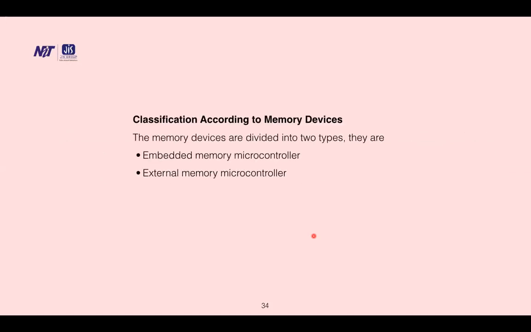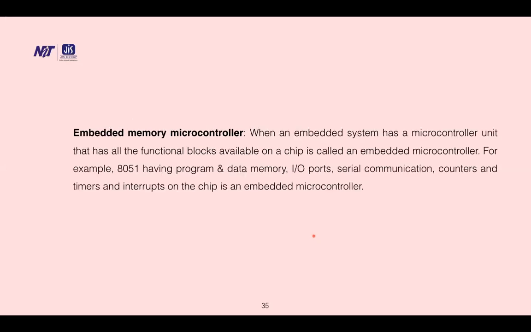Classification according to memory devices. The memory devices are divided into two types: embedded memory microcontroller and external memory microcontroller. Embedded memory microcontroller: when an embedded system has a microcontroller unit that has all the functional blocks available on a chip, it is called an embedded microcontroller. For example, the 8051 having program and data memory, I/O ports, serial communication, counters, timers and interrupts on the chip is an embedded microcontroller.